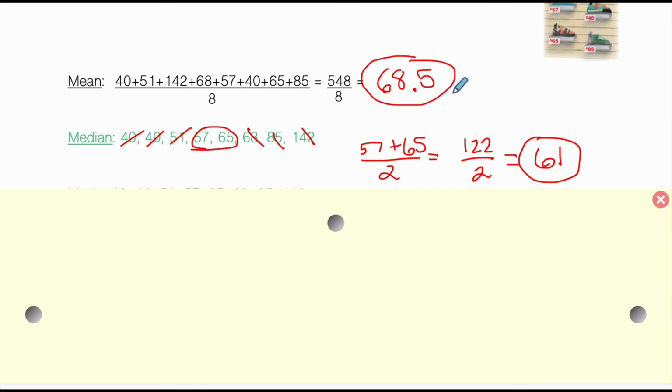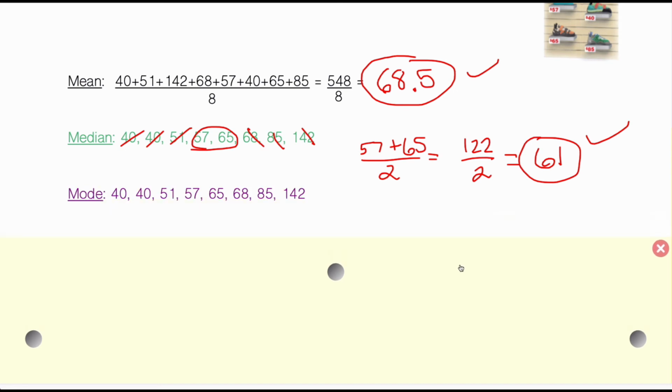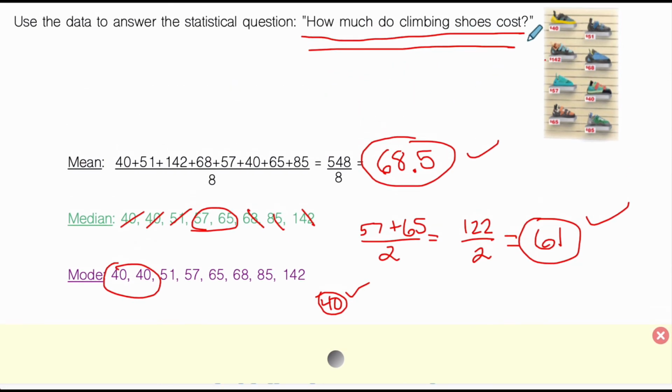All right, so our mean, our average, is 68.5, our median is 61, and our mode, the number that occurs most frequently in this data set, happens to be 40. There is one mode, and that's 40, because 40 occurs twice, as opposed to the others, which all occur once. All right, so now the question is, which of these best describes this data set? Which of these can answer how much do climbing shoes cost using one single number?